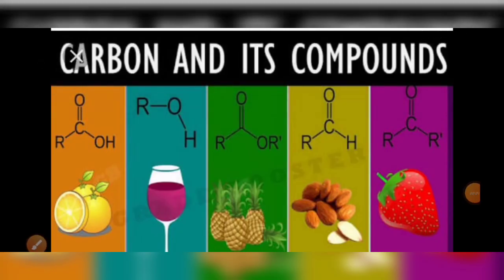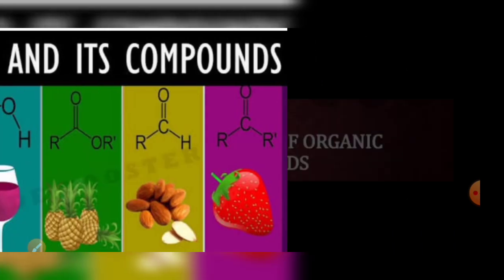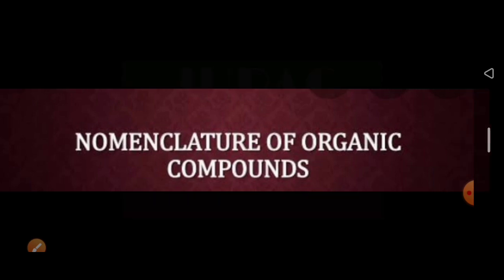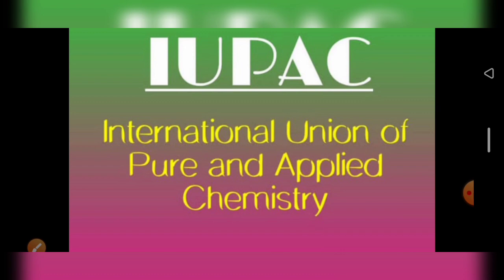Students, today we have to see Unit 11, Carbon and its Compounds. Already we saw the IUPAC names, that is, the nomenclature of organic compounds. Now we have to see what rules are followed by the IUPAC. IUPAC means International Union of Pure and Applied Chemistry.